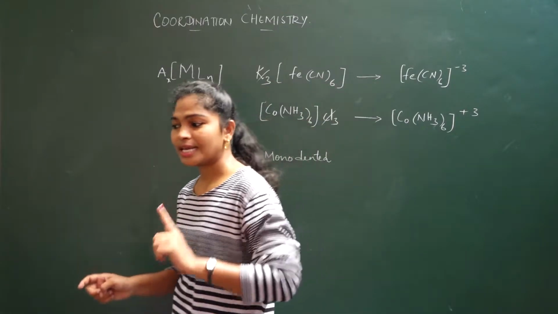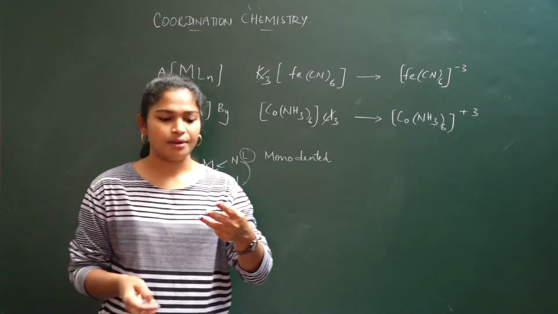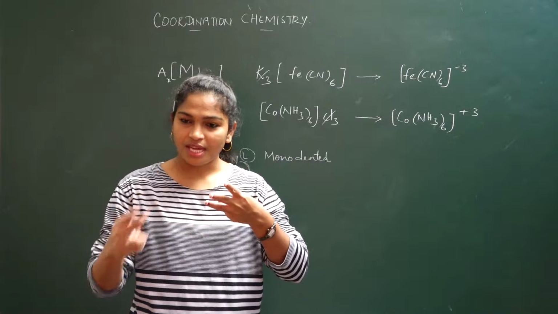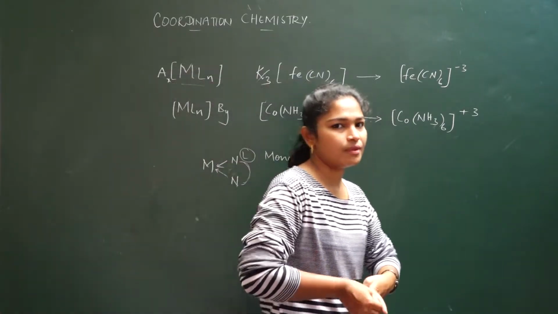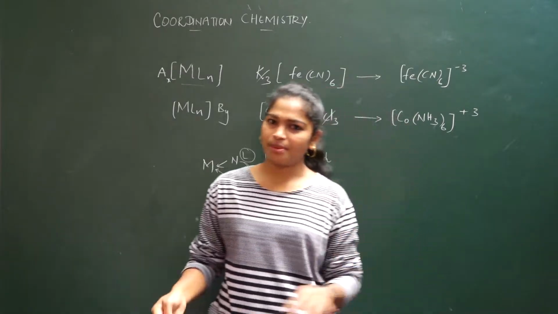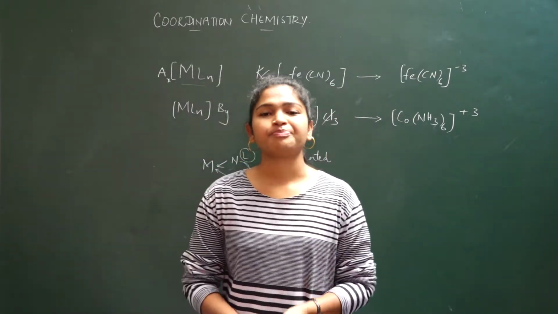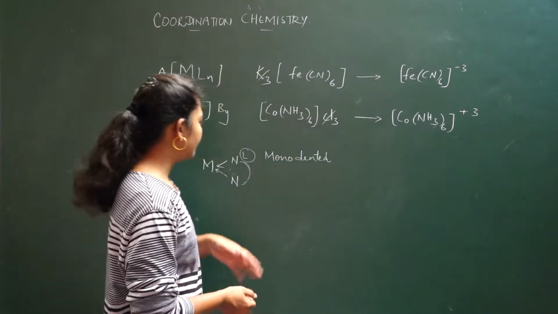If one ligand is giving electrons to the metal from three atoms, that is tridentate. Four atoms, tetradentate. Five atoms, pentadentate. Six atoms, then hexadentate. So these are the denticities.